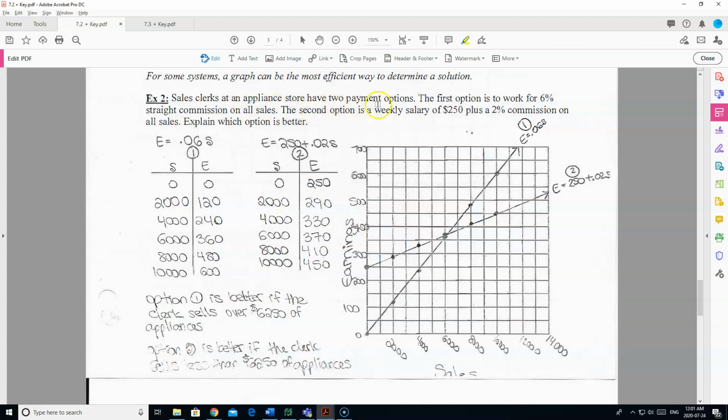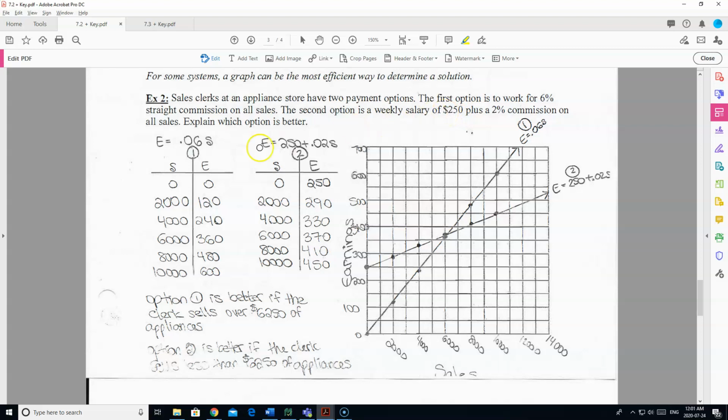Okay, the second option is a weekly salary of $250. So there's like a base salary. No matter what, you get $250 plus 2% commission on all sales. Explain which option is better. So what would be better: getting just 6% straight commission, or getting less commission, only 2%, but also getting that $250 guaranteed each week? In order to compare these, it might help to graph it out.